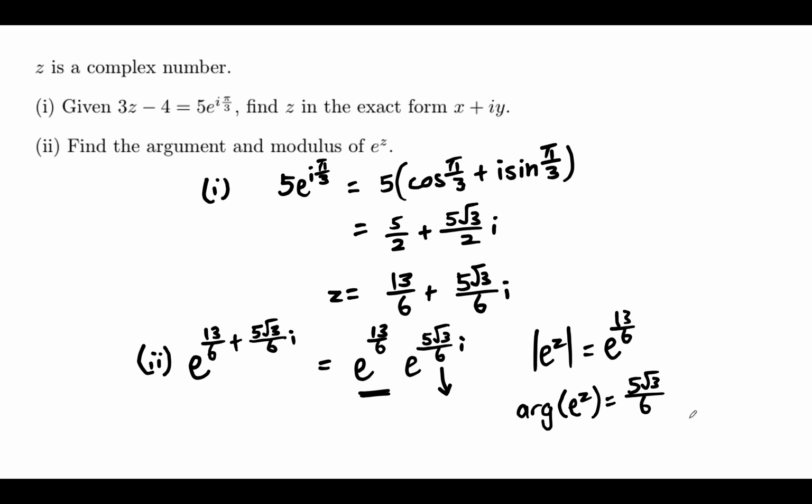Now, before you write this down as your final answer, you have to make sure that this value is in between minus pi and pi, right? Okay, but here it is roughly equal to about, I think, 1.44. Right, so this is our final answer for the argument.